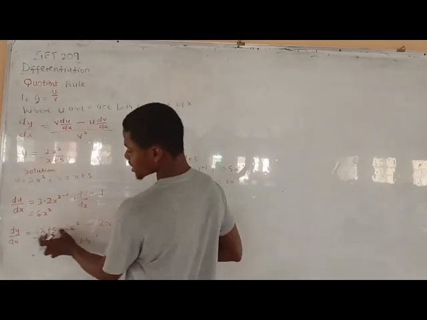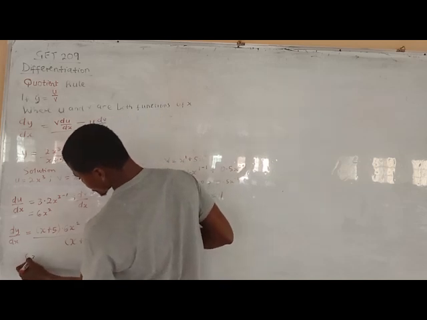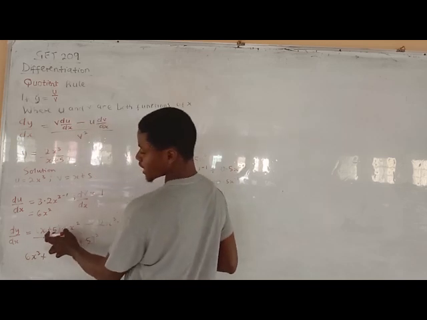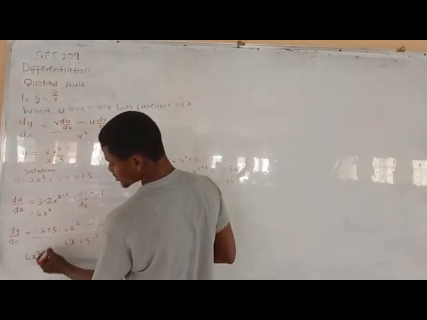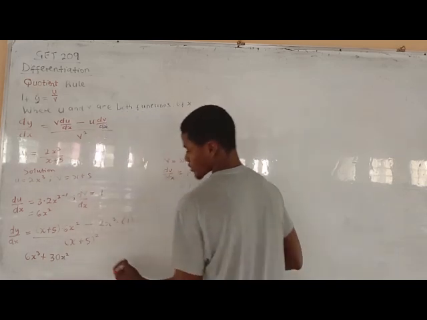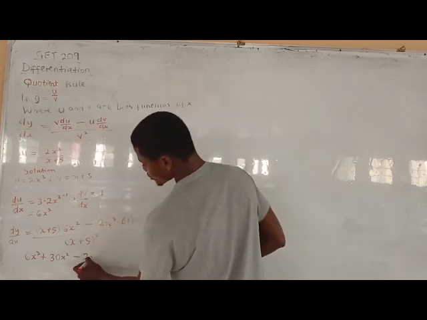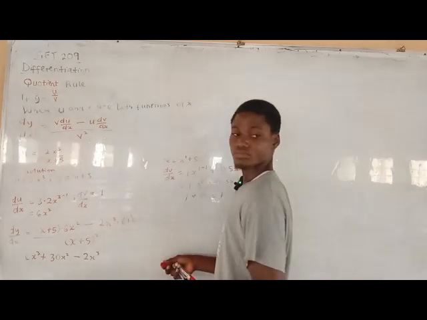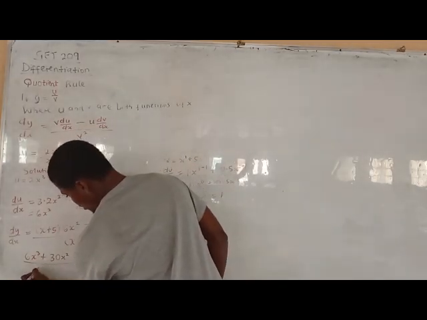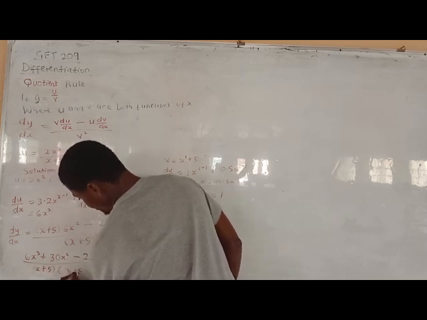So expanding, we say this times this. 6x squared times x is 6x cubed, plus 6x squared times 5. 6 times 5 is 30x squared, minus this times this is 2x cubed, divided by x plus 5 times x plus 5.